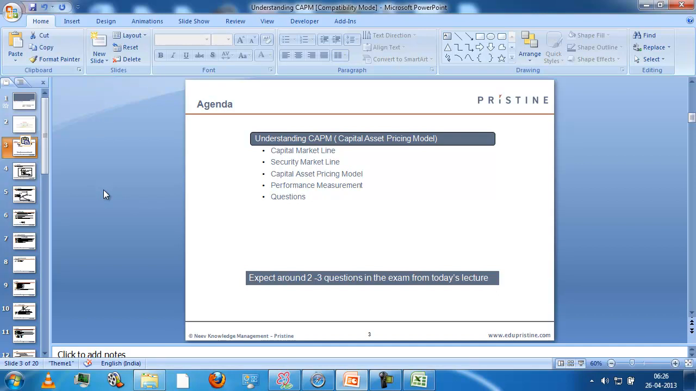The topic for today is understanding the capital asset pricing model. This topic will discuss the following subtopics: the capital market line and the security market line. Then we'll finally discuss the capital asset pricing model. We'll apply the capital asset pricing model to performance measurement, and we'll discuss ratios like the Sharpe ratio and the Treynor ratio. At the end, we'll discuss some questions which are relevant to the FRM examination.